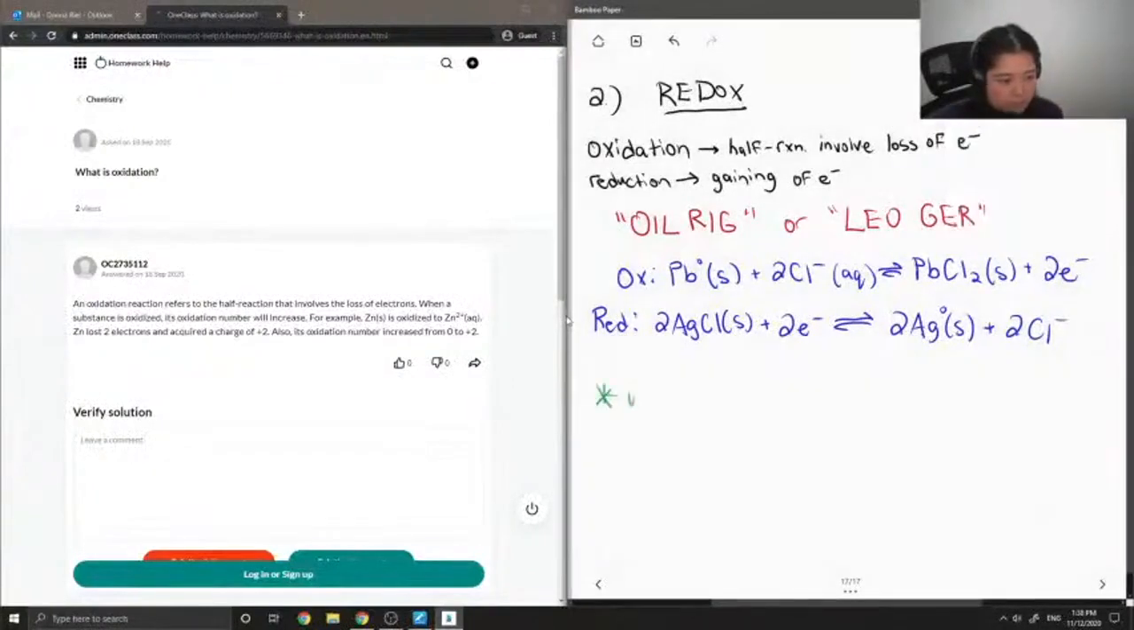So I'll also note at the bottom, when oxidation number increases, then the atom is oxidized.